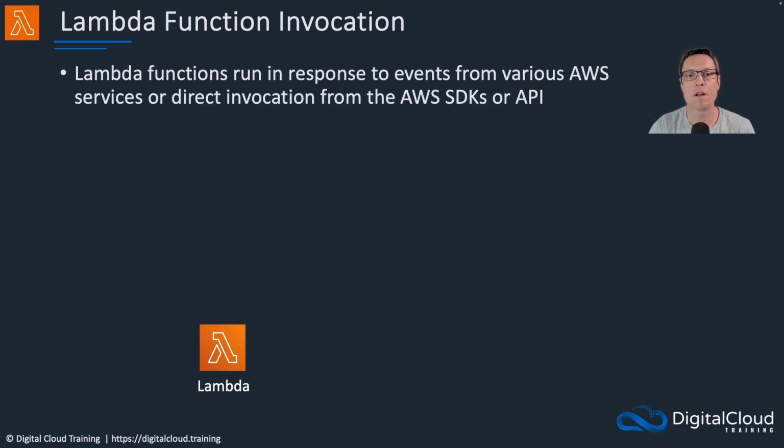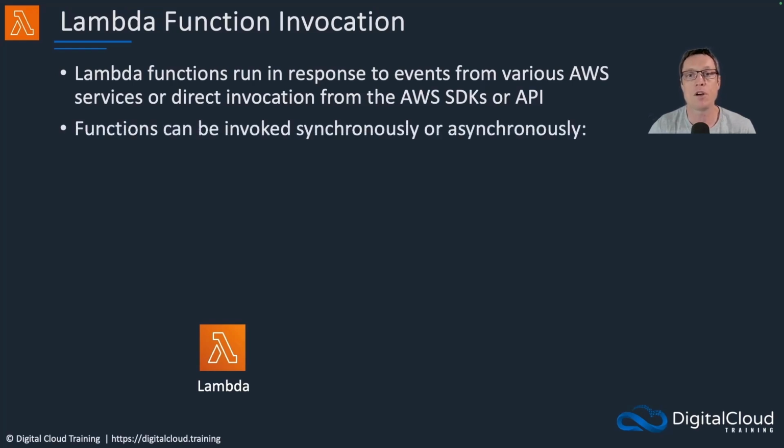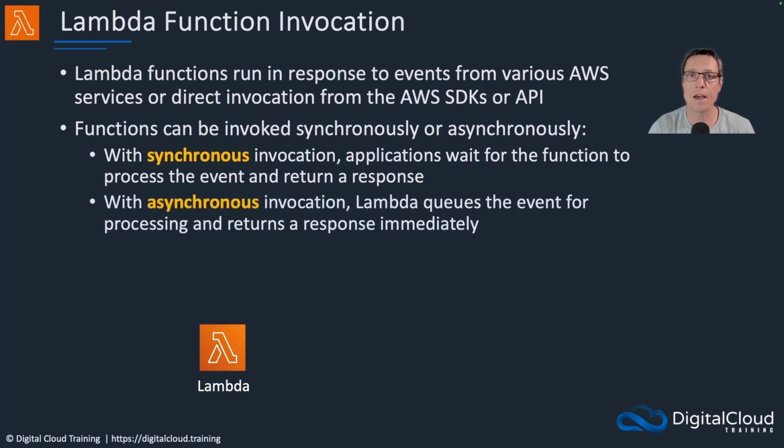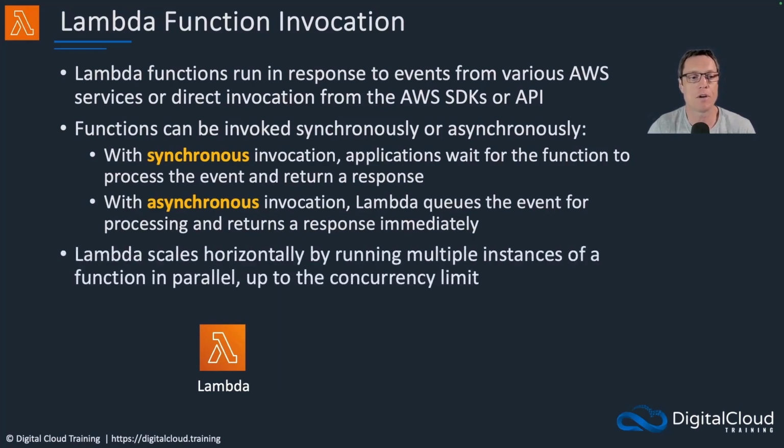Let's have a look at function invocation. The function runs in response to events from various services through AWS or direct invocation from the AWS SDKs or the API. Functions can be invoked either synchronously or asynchronously. With synchronous invocation, applications actually wait for the function to process the event and return a response. So you see a success or failure response. With asynchronous invocation, Lambda queues the event for processing and then just returns a response immediately. So you don't really know the outcome of that function invocation.